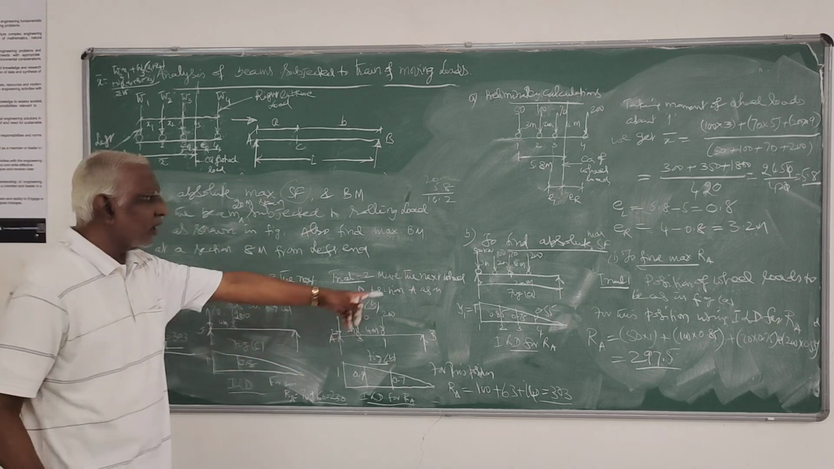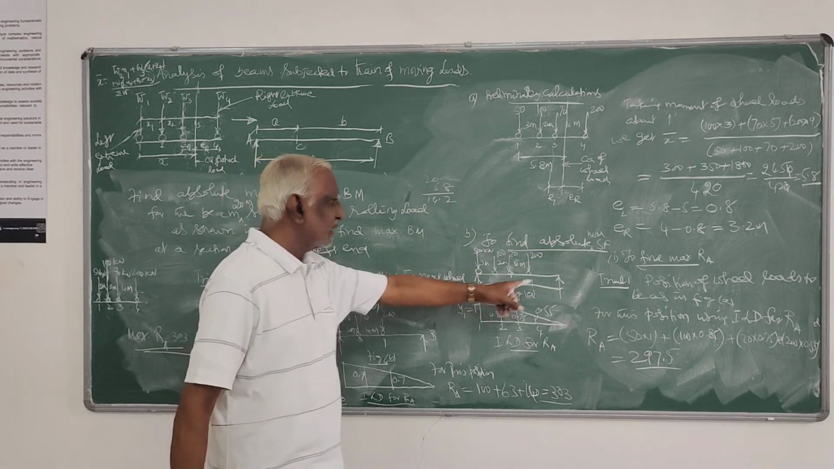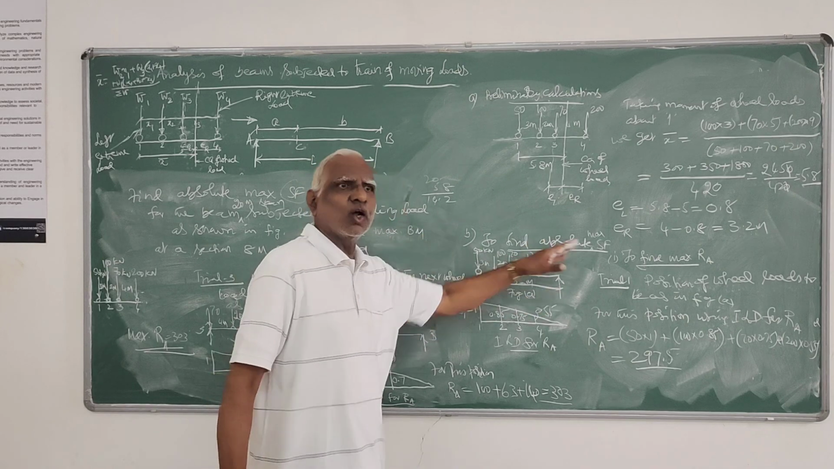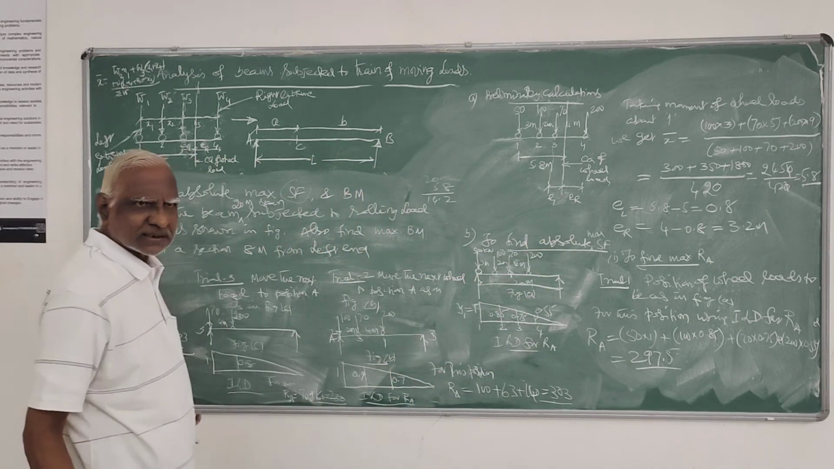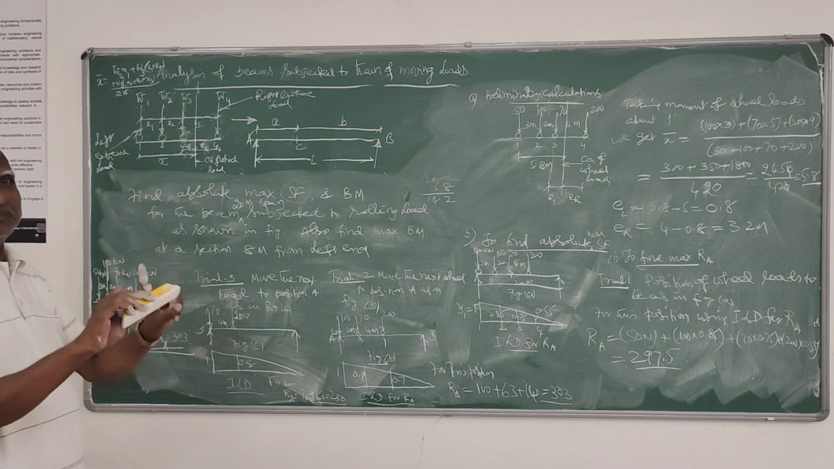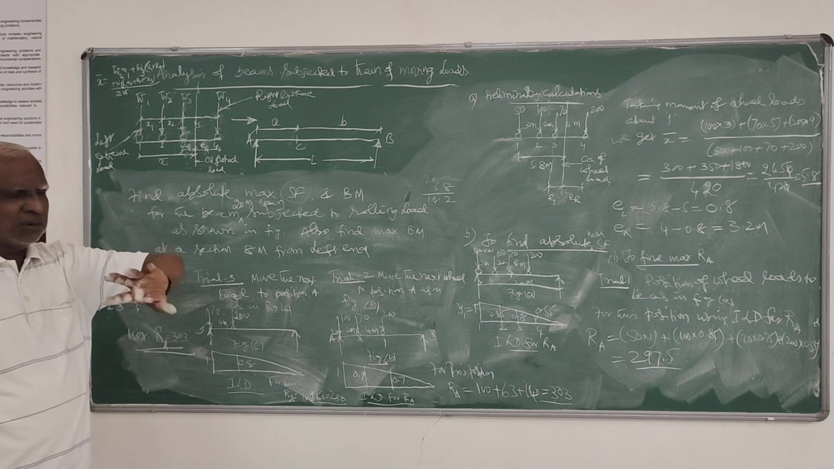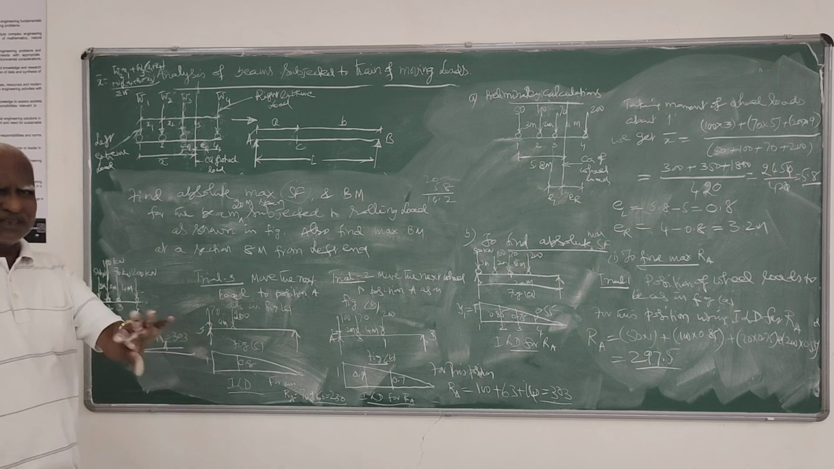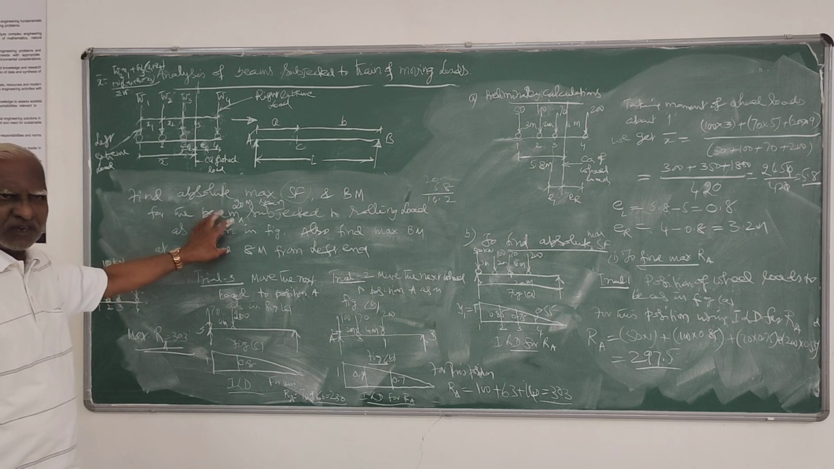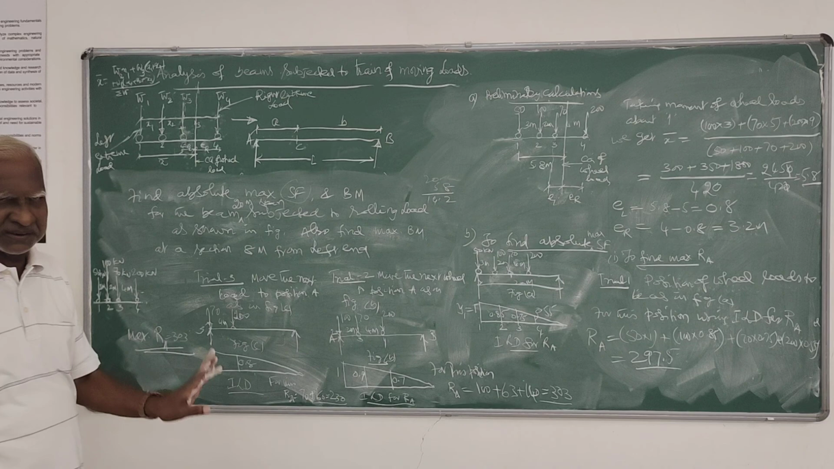Same thing you repeat for RB. You place the extreme right wheel load there, allow them one by one, do the calculation, and again work out the maximum. Out of these two, whichever is maximum, that will be the absolute maximum shear force. So I think we will continue with absolute maximum and minimum. I want to work the same example. Maybe in the next class I will finish it.